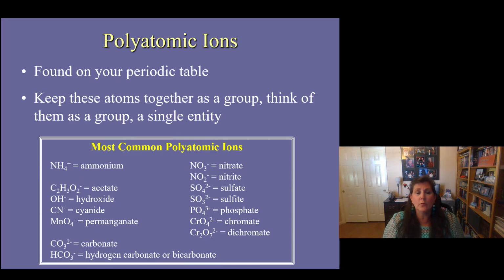Another thing to remember is to keep these atoms together as a group. Think of them as a single entity, so they are stuck together as a group forever. So NO3 stays together as a group. It's very happy as a group. So don't try to separate it into N and 3 O's. It's a group of NO3.